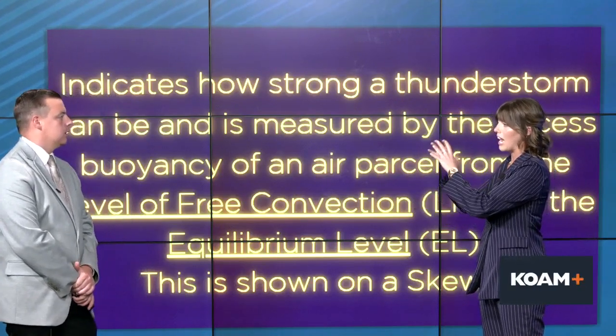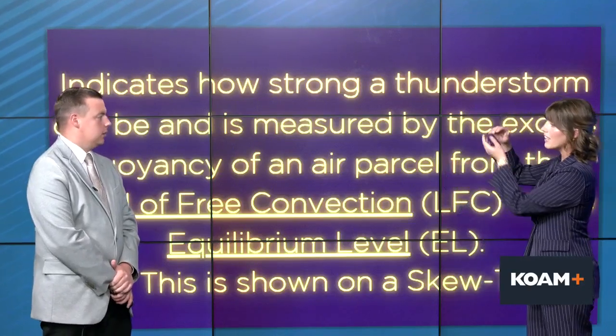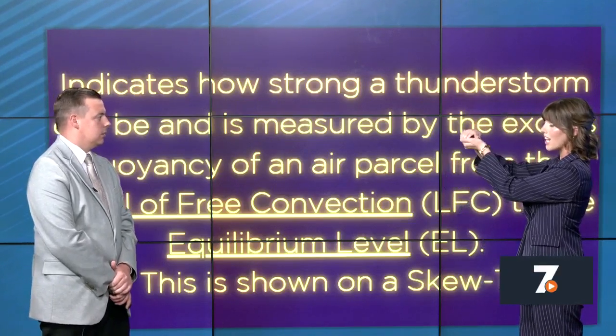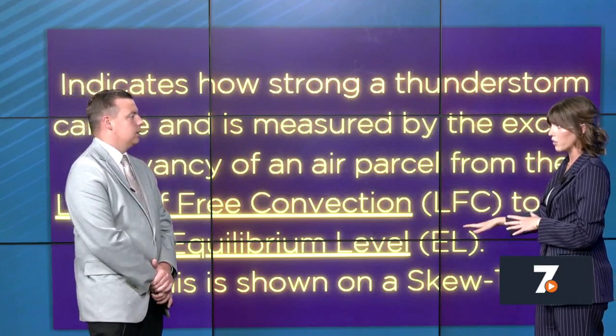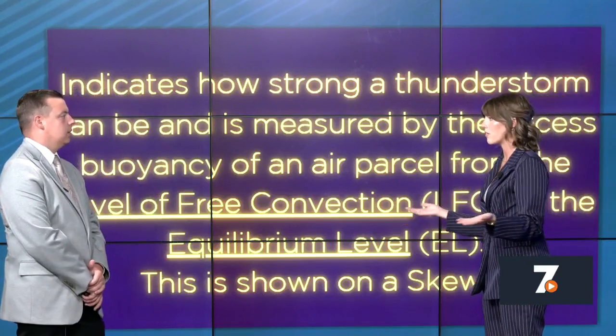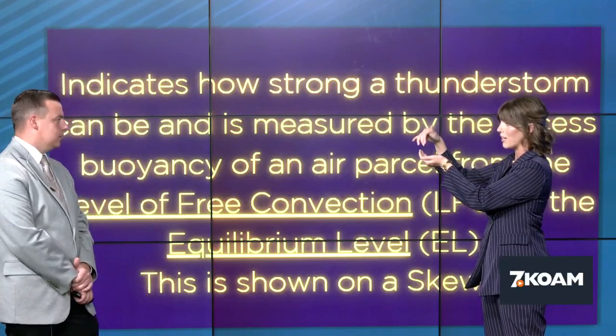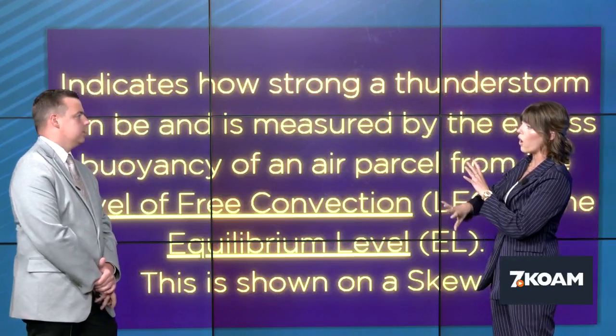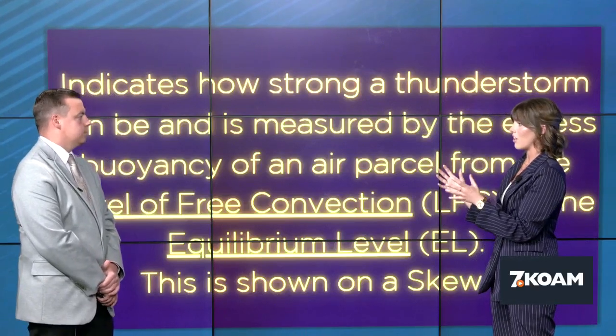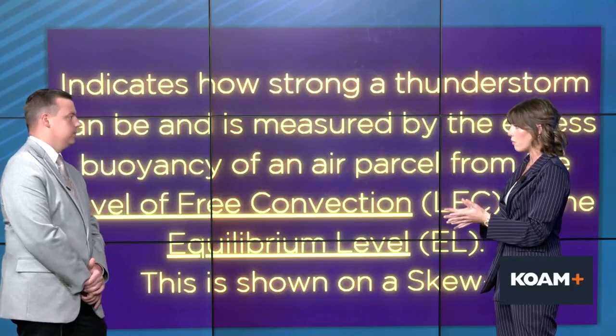Now, as it rises, it lets off energy. The energy in the atmosphere is what we're measuring, and then that parcel of air, that bubble of air, will stop rising at the equilibrium level, which is, as it sounds, equilibrium. It's the point where the bubble of air is the same temperature as the air around it, so it stops rising. So all of the energy that bubble of air has let off is CAPE. Gotcha. And that's what we're measuring for.